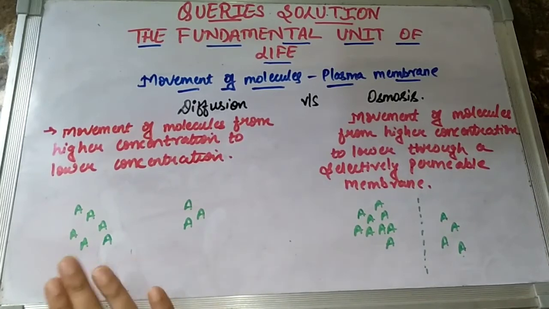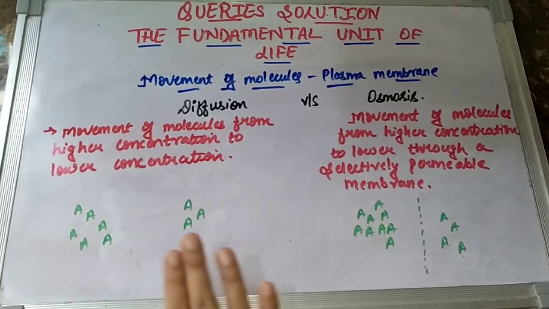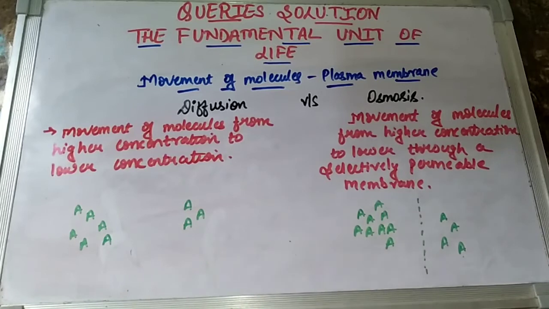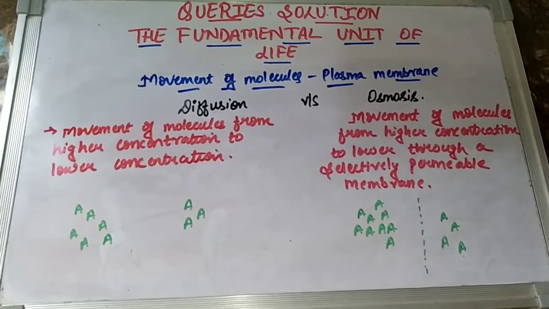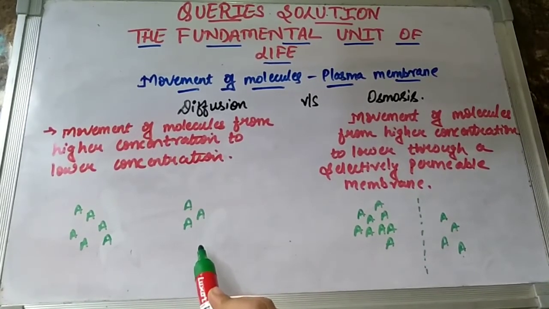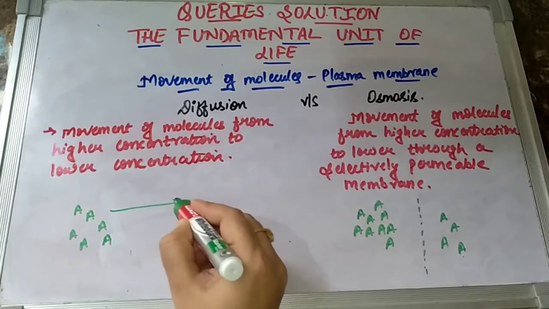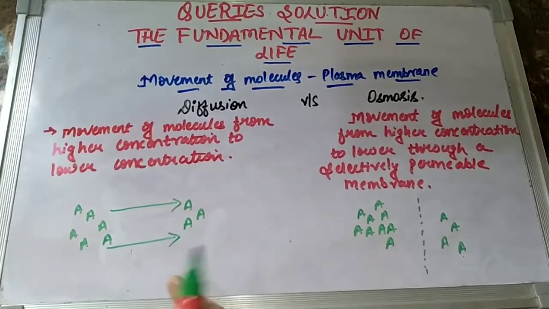Now I have A molecules over here in one part, and similar A molecules on the other part maybe. As you can see, the concentration of A molecules is higher on this side and lower on this side. So in which direction are the molecules going to move? From the area of higher concentration to the area of lower concentration.